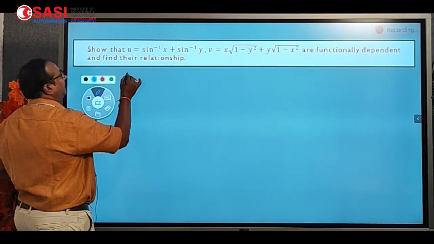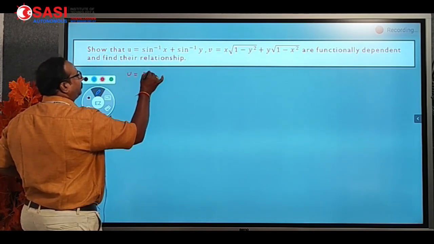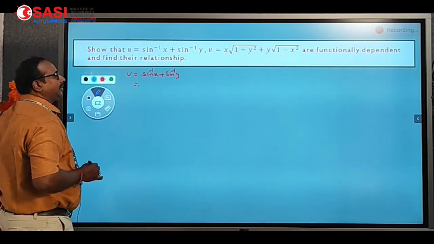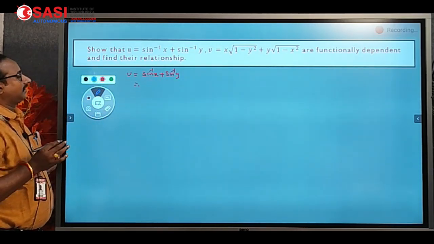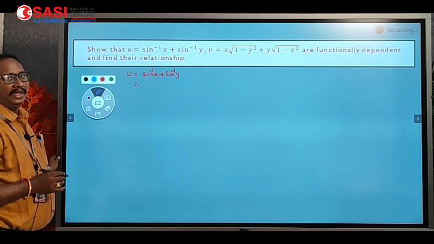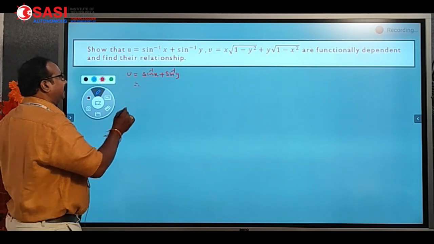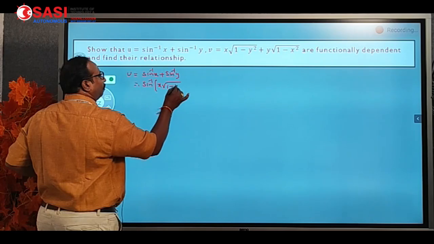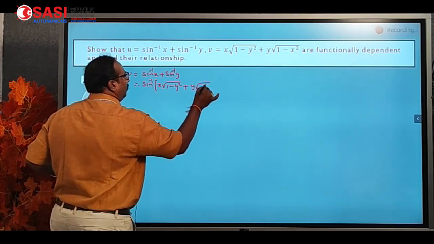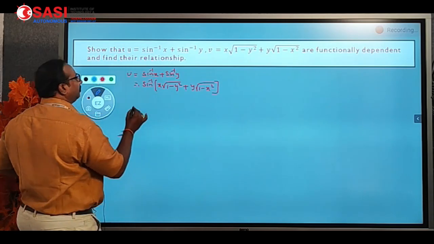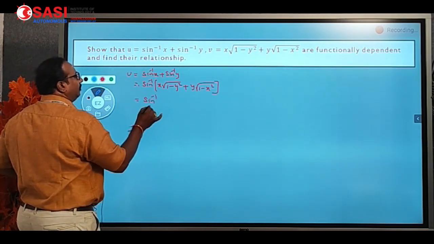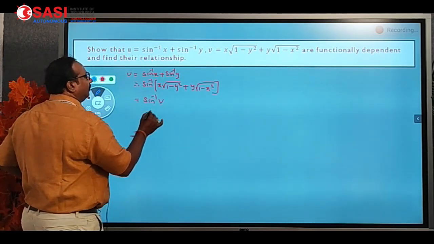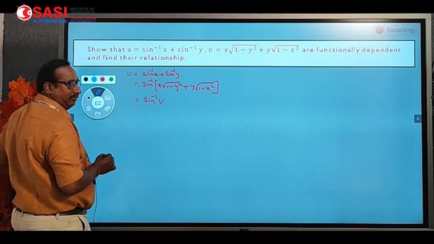Now observe the given u equal to sine inverse x plus sine inverse y. Okay. So in inverse trigonometric functions, there is one formula. Sine inverse x plus sine inverse y is nothing but sine inverse of x root 1 minus y square plus y root 1 minus x square. Okay. Then sine inverse of what? x root 1 minus y square plus y root 1 minus x square is nothing but clearly v. So u equal to sine inverse v.